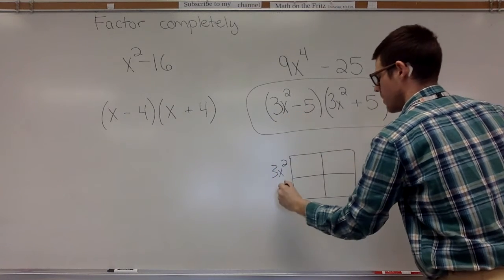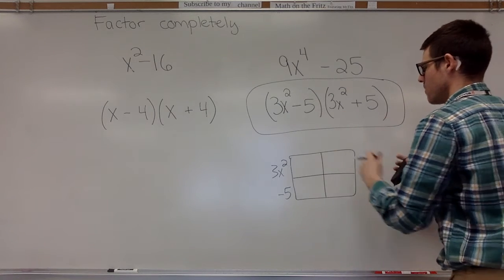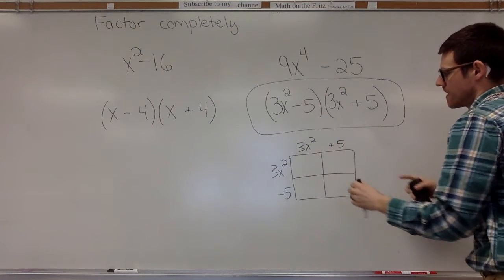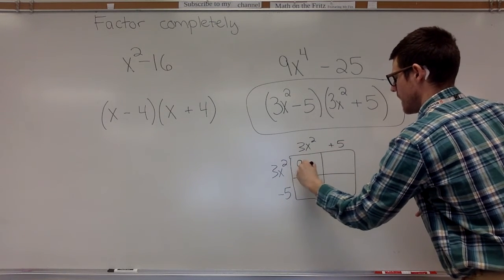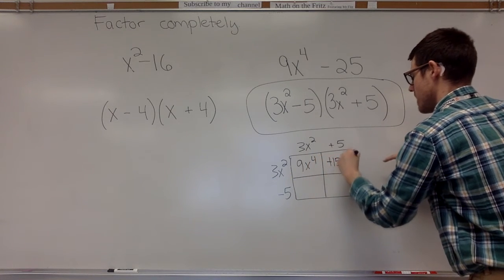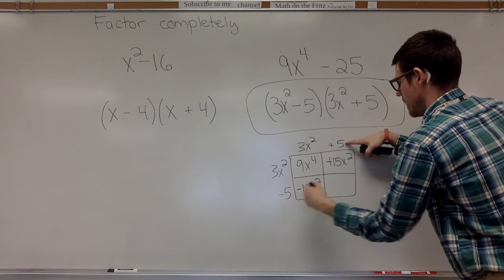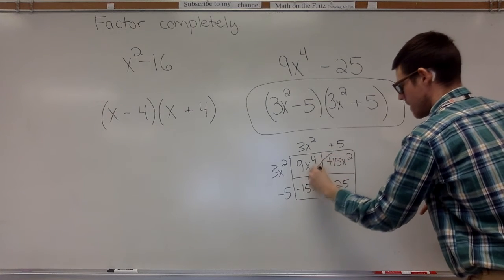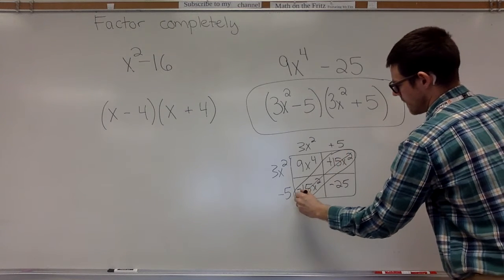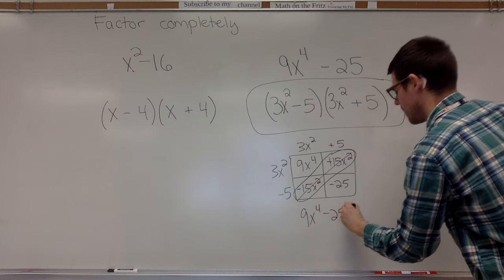It's a binomial, so I'm going to write each term on the edge. This is a binomial, so I'm going to write each term on the edge. And I can see in my area model as I multiply these, 9x to the 4th, 15x squared, negative 15x squared, negative 25. I see that my two like terms are opposites and they cancel out when I add them. And I'm just left with the 9x to the 4th minus 25.